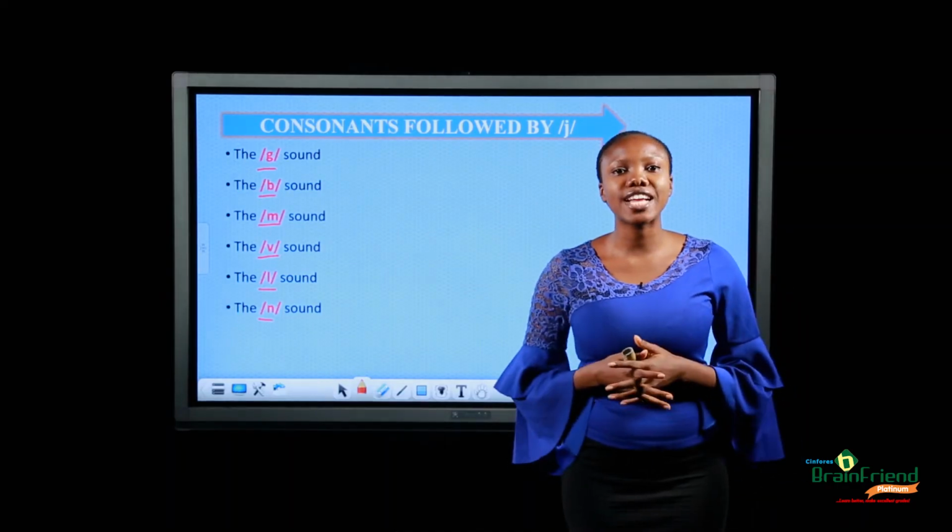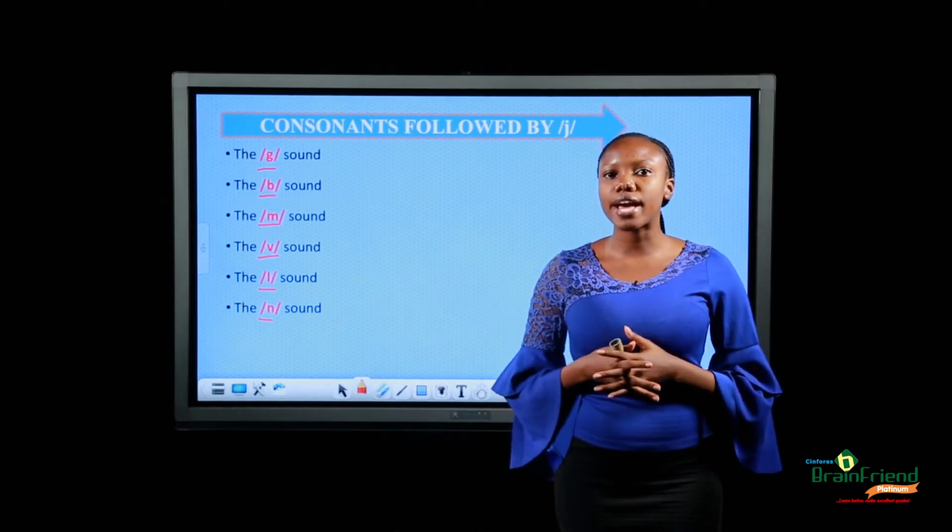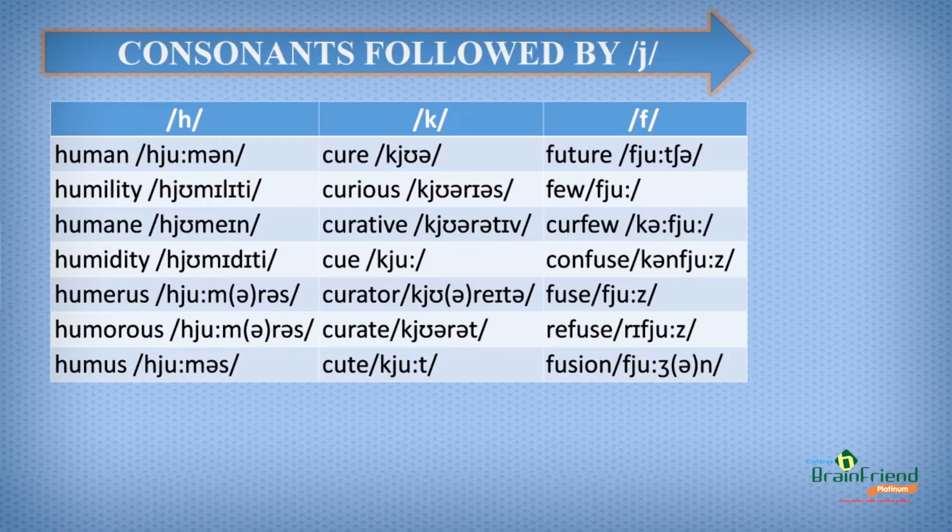Now, let's see more words that have these consonant sounds followed by the H sound. For the H sound, we have words like human, humility, humane, humidity, humorous, humus. For the K sound, we have cure, curious, curative, queue, curator, curate, cute.